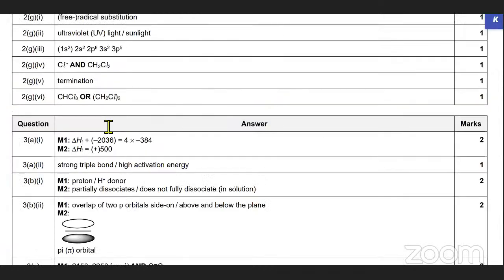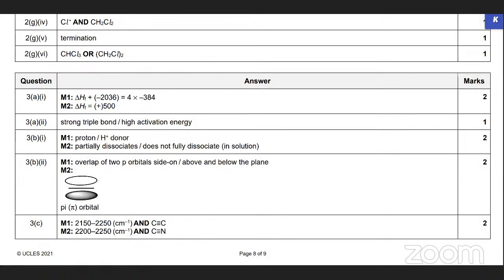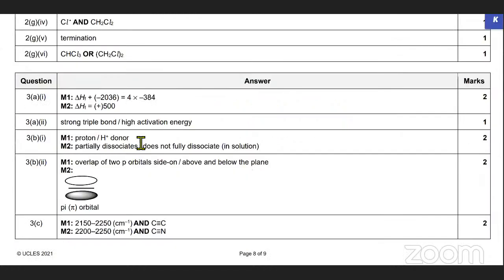We can just have a quick look at it. Oh, sorry, I got this wrong. This one was a proton donor. I mean, acids, this is a stupid mistake. Acids are proton donors. That's it. I don't know why they gave you three lines. That's it.